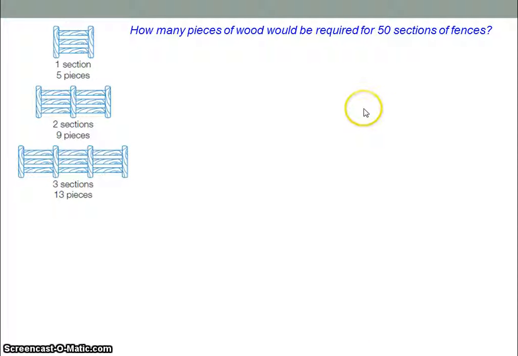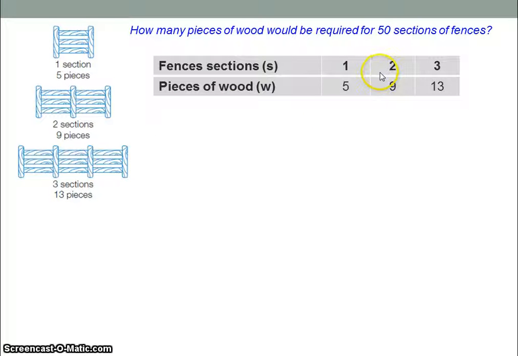Okay, let's have another look at another example. Here we are using pieces of wood to make sections of a fence. So we've been given the numbers here, so we can create our table of values. So for one section of fence we need 5 pieces of wood, 2 sections 9, and 3 sections we need 13 pieces of wood. So again, looking for a pattern in our numbers, we can see there that the numbers are going up by 4 every time.